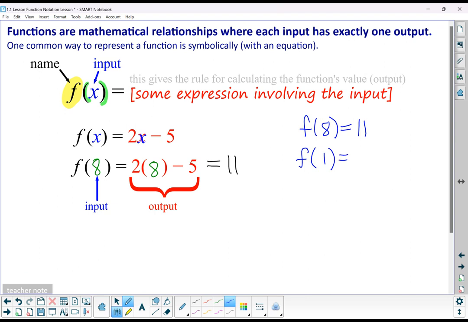We could calculate other values of the function as well. For example, if the input is 1, then f of 1 means that I need to double the number 1 and subtract 5. So in that case, I get -3 as my answer. And we could do that for any input value that we want.